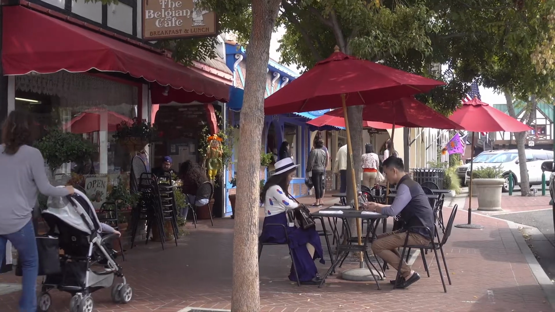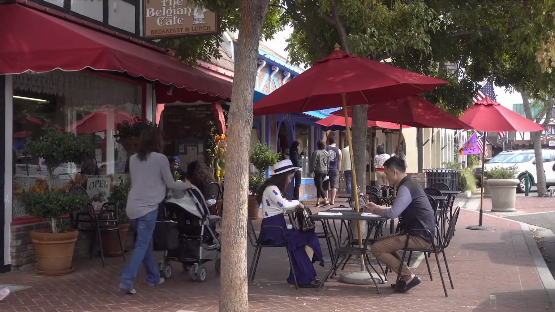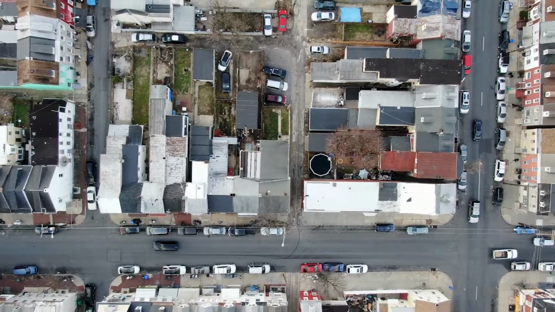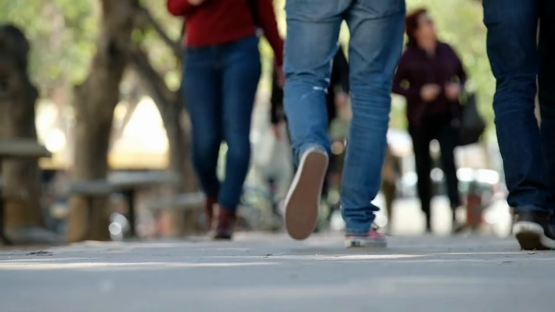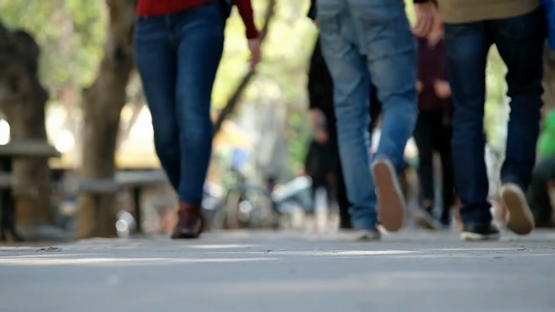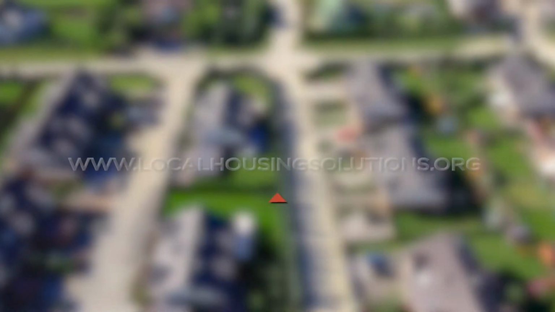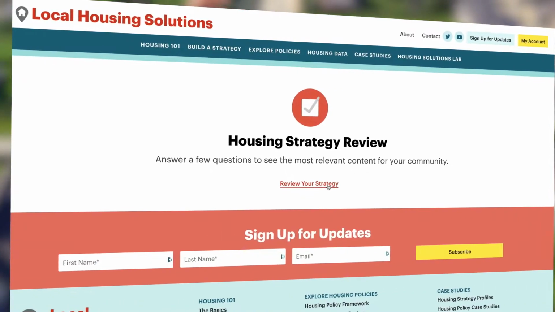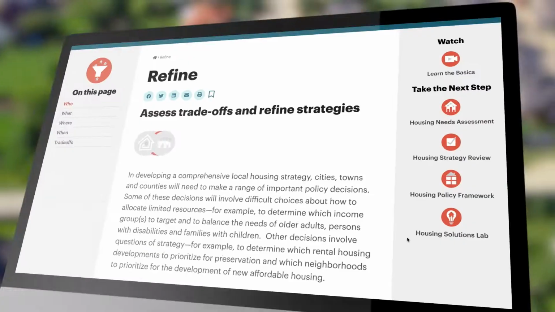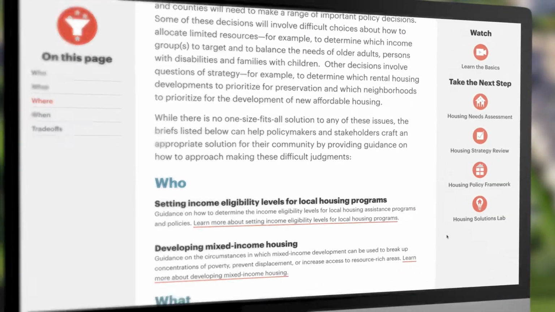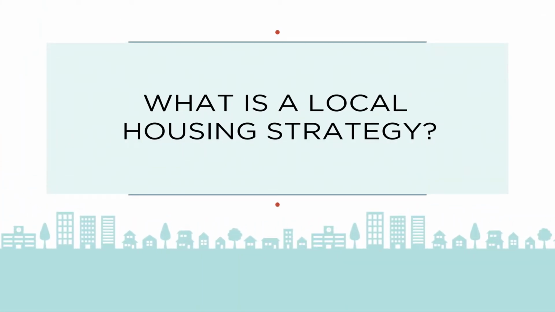Local governments are on the front lines. They know their communities best and what their specific needs are. They control zoning policy and have the ability to use federal, state, and local funding to create programs to best meet their constituents' needs. Local Housing Solutions is an online, interactive platform designed to help local governments build comprehensive, balanced, and equitable housing strategies. What is a local housing strategy?